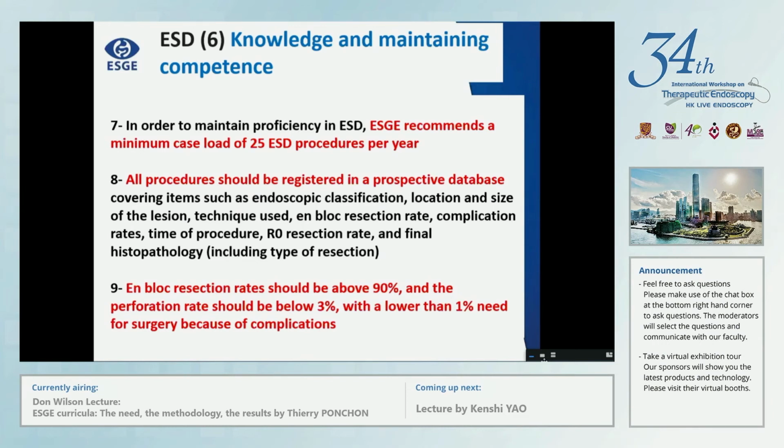And finally, very precisely, ESGE stated that en bloc resection rate should be above 90%, perforation rate should be below 3%, with a lower than 1% need for surgery because of complication. So you see that if you want to write a curriculum, you should be very precise because it has to be very helpful for your colleagues.